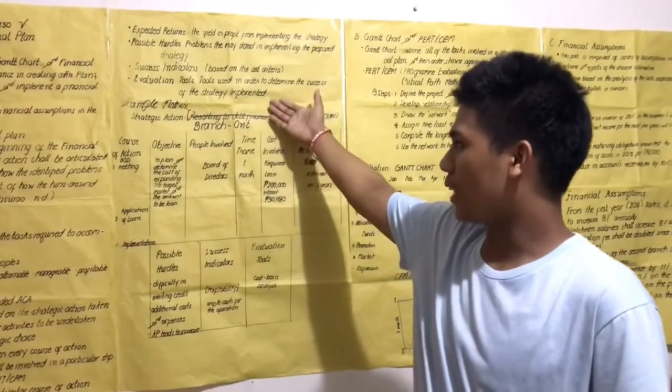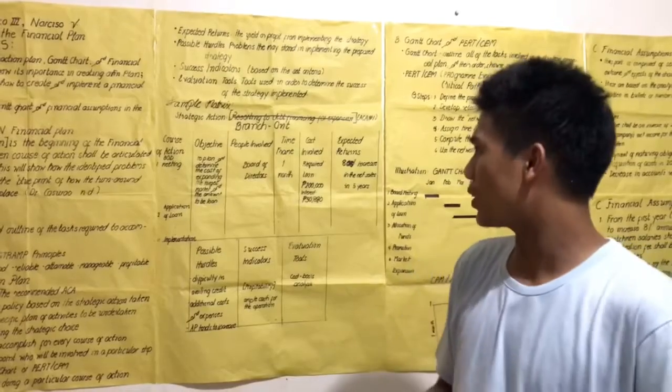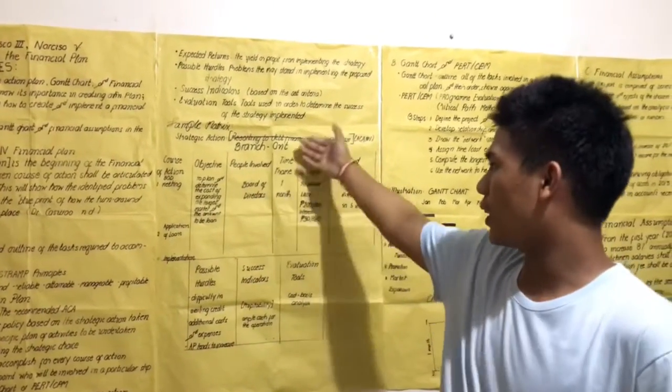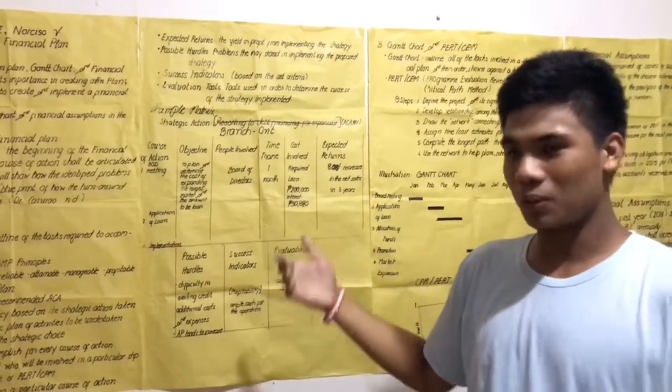And next are the success indicators. It should be based on the set criteria and the evaluation tools. These are the tools used by the analysts or by the company in order to determine the success of this strategy implemented. So here is how an action plan looks like.